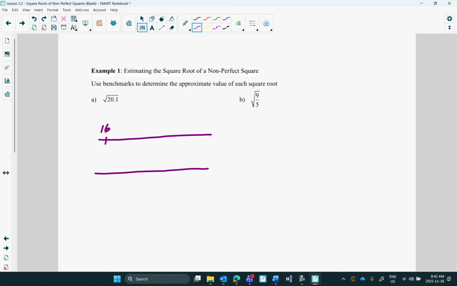What about what number above 20.1? 25. So let's count from 16 to 25. 17, 18, 19, 20, 21, 22, 23, 24, 25. I know the square root of 16 is 4. I know the square root of 25 is 5. Well, where's 20.1? 17, 18, 19, 20. So 20.1 will be just a little right to this notch. This will be 20.1.